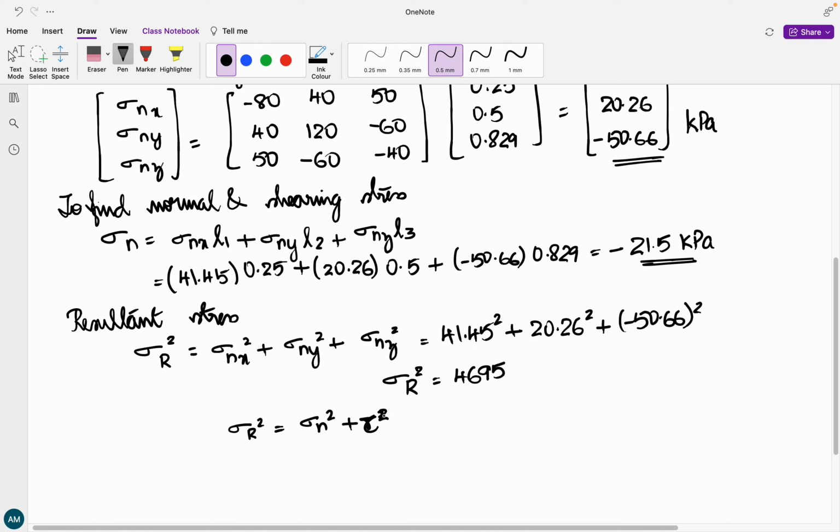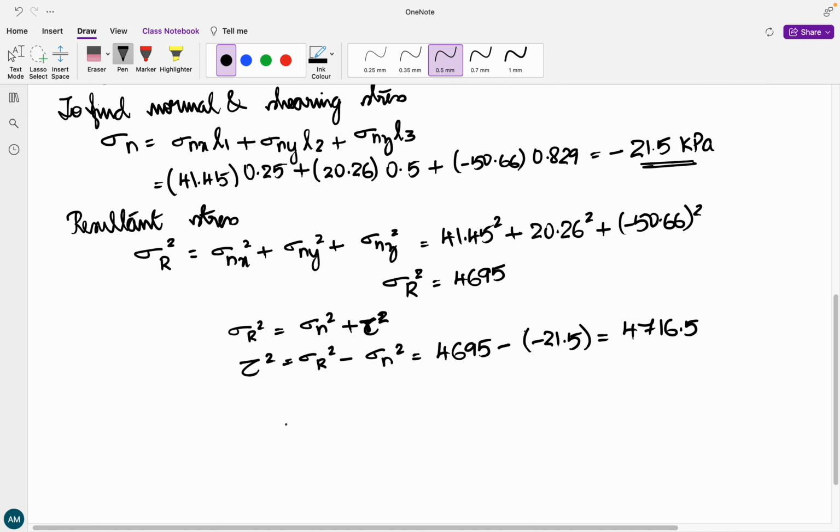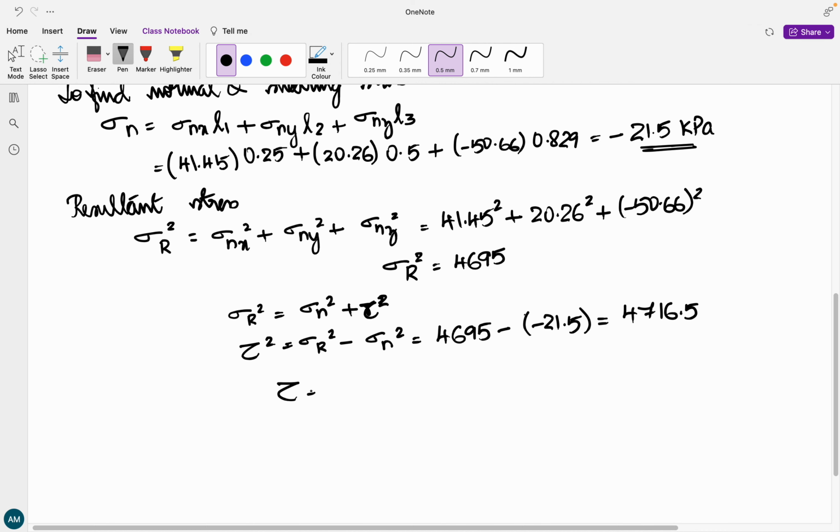Okay, last one, we just write sigma r square is equal to sigma n square plus tau square, the shear. So tau square is sigma of resultant square minus sigma of normal square. Sigma square of resultant is 4695, minus normal square, you have it over here, 21.5. If we subtract it, we will get 4716.5. This is tau square, shearing stress square. So tau is under root of it, that is 68.68 kilopascal.